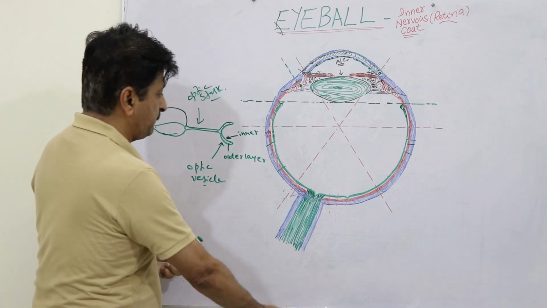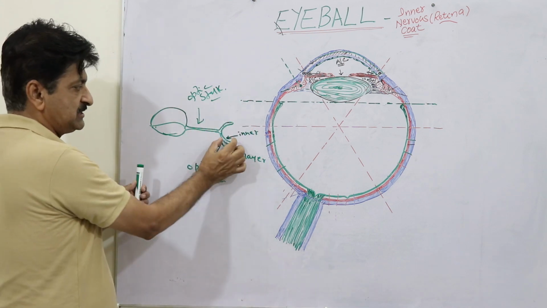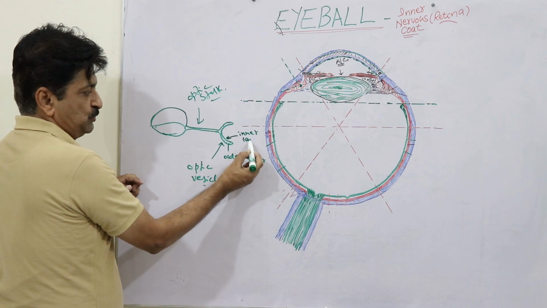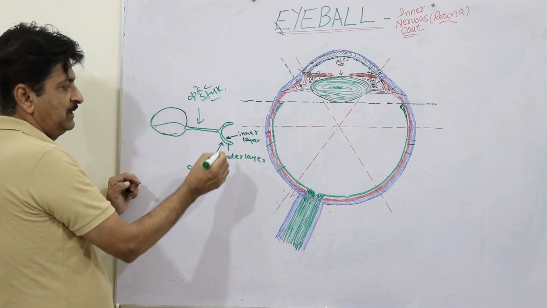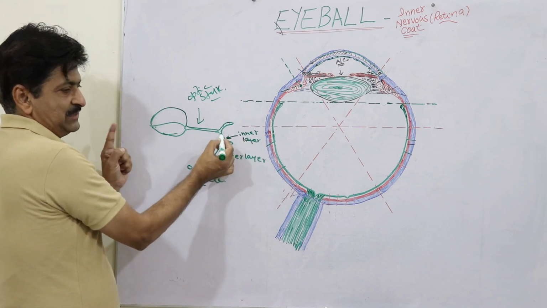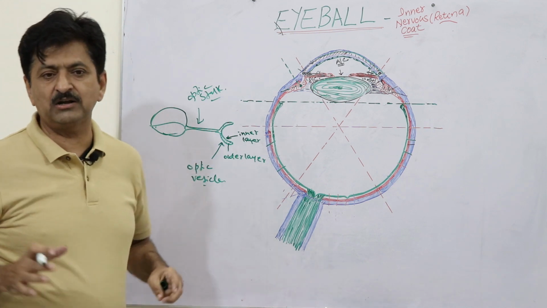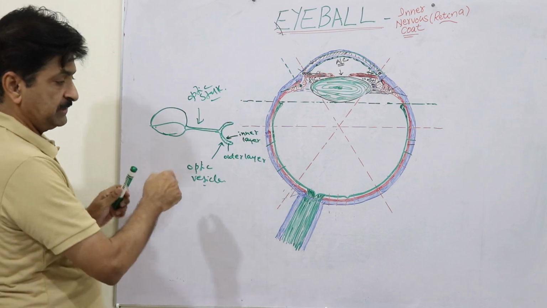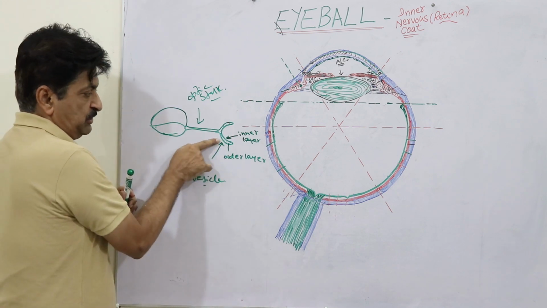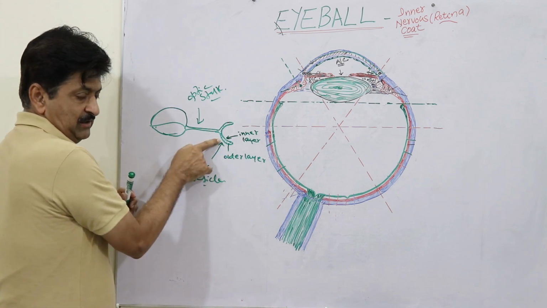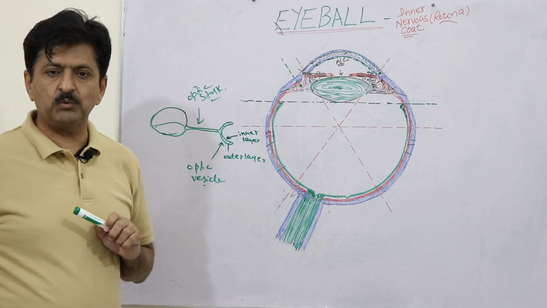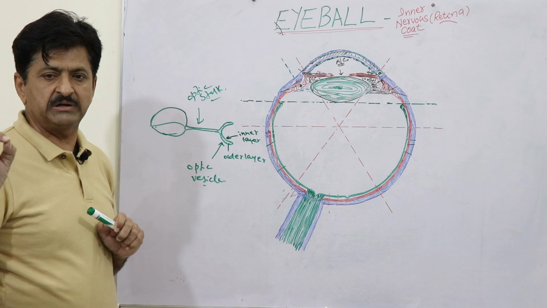Now this inner layer which I am showing you here, and this outer layer, together they will constitute 10 layers. In such a way that this outer layer which I am showing you here basically forms layer number 1, which is called the retinal pigment epithelium.